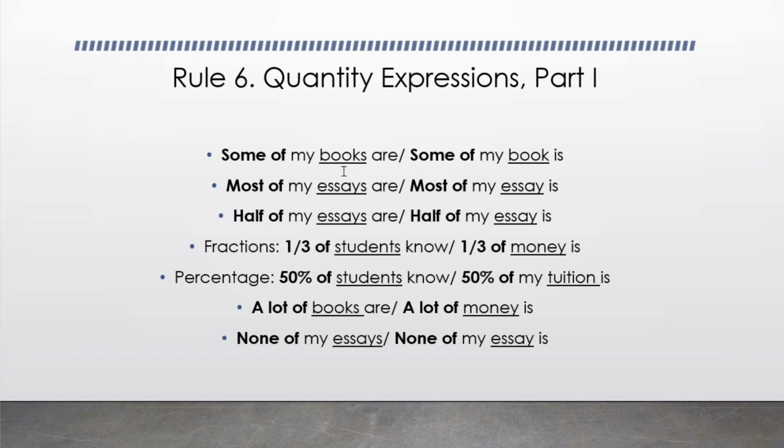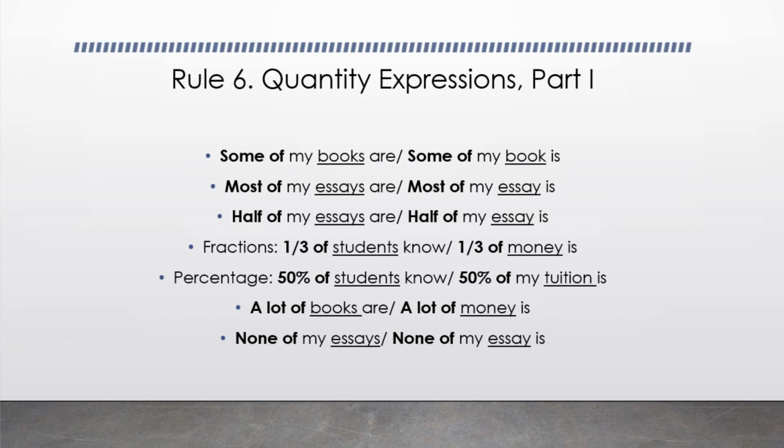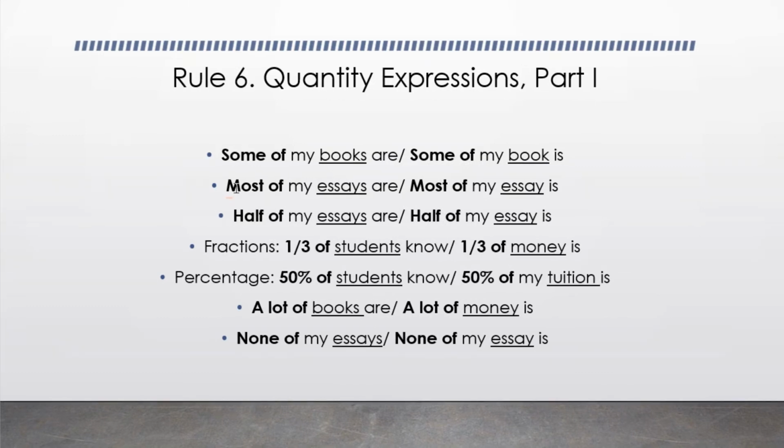And rule number 6 tells you, no, actually you have to now pay attention to your prepositional phrase. Only for the noun. If the noun is plural, all these words become plural. If the noun is singular, all those subjects become singular. Some of my books are, some of my book is. Most of my essays are, most of my essay is. Half of my essays are, half of my essay is. 1/3 of students know, 1/3 of money is. 50% of students know, 50% of my tuition is, and so on.